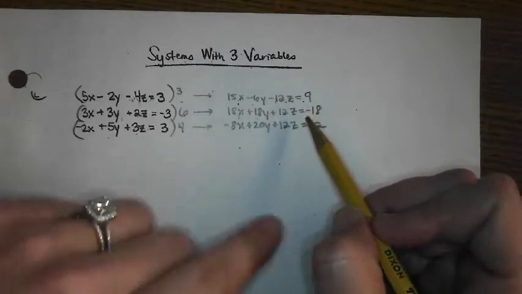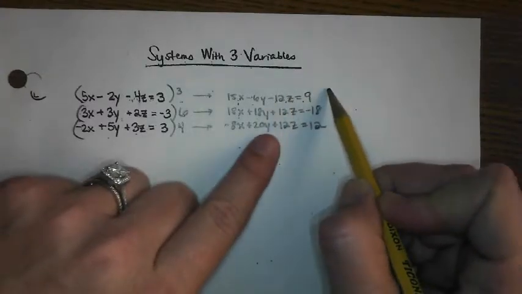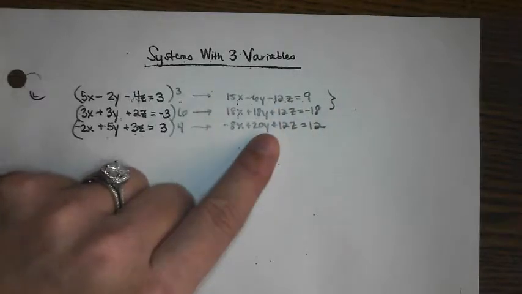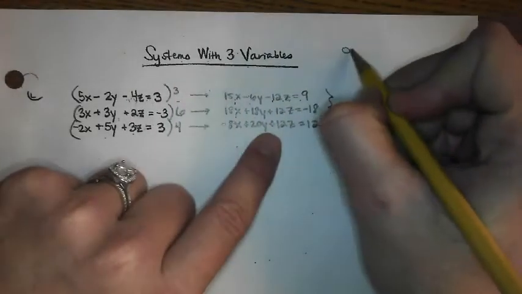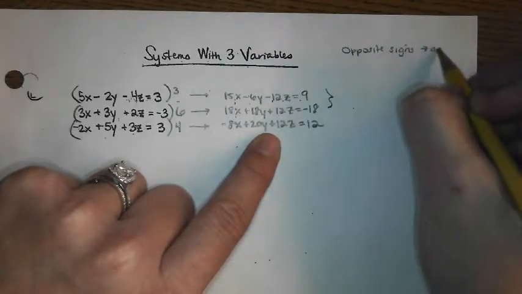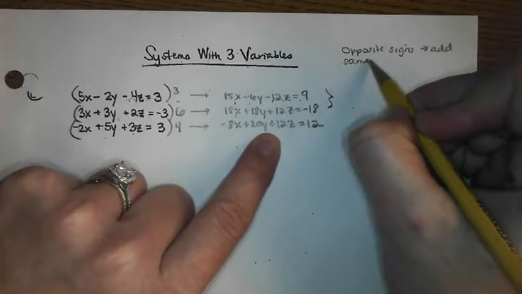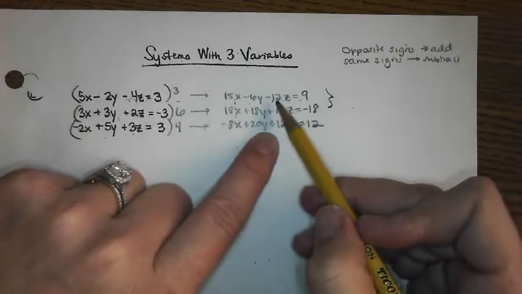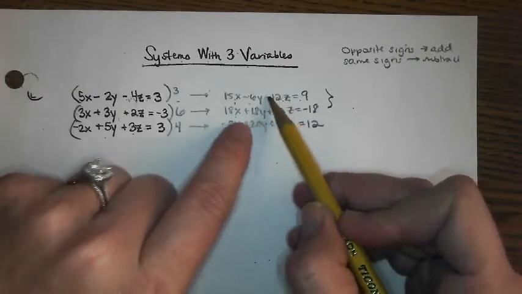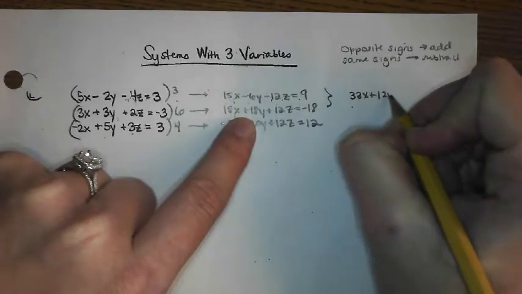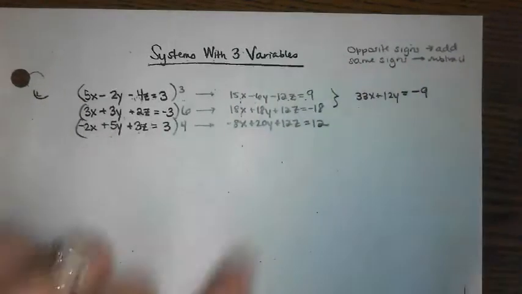So then the decision with elimination is, what am I going to do? And I'll start with the first two equations. Adding or subtracting, what will eliminate the 12s if one is negative and one is positive? Adding. I have a little slogan that's opposite signs means add, and same signs means subtract. So the negative 12 and the positive 12, those would be opposite signs. So the first two I'm going to add. That's 33x plus 12y equals negative 9.